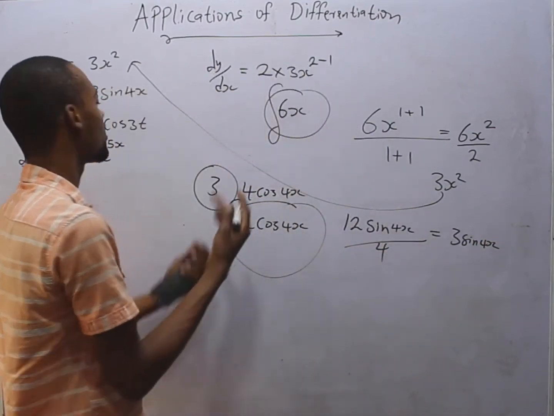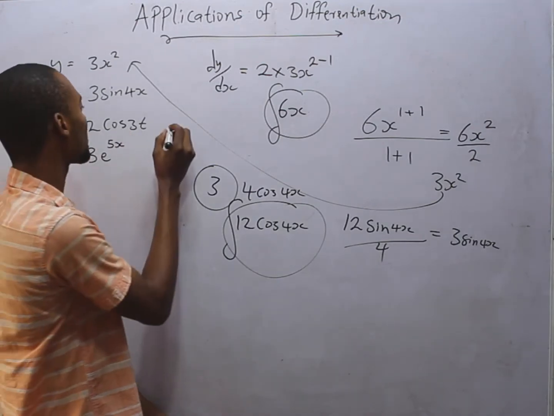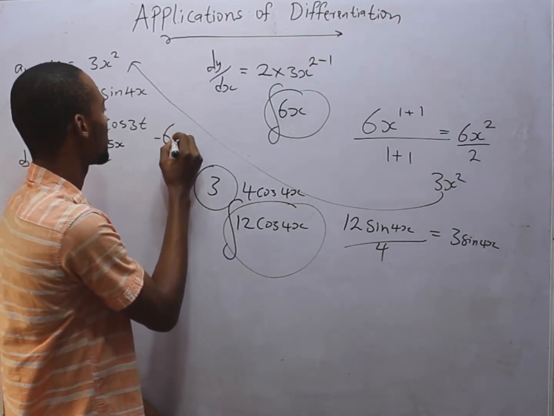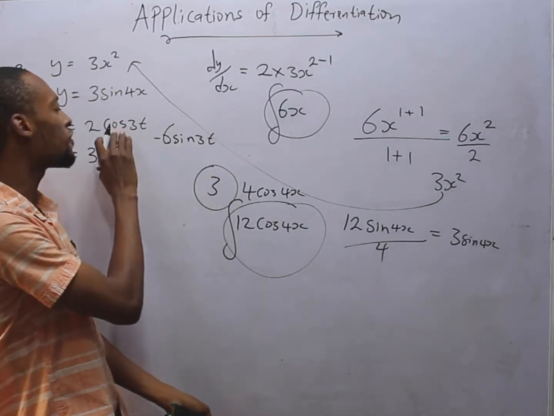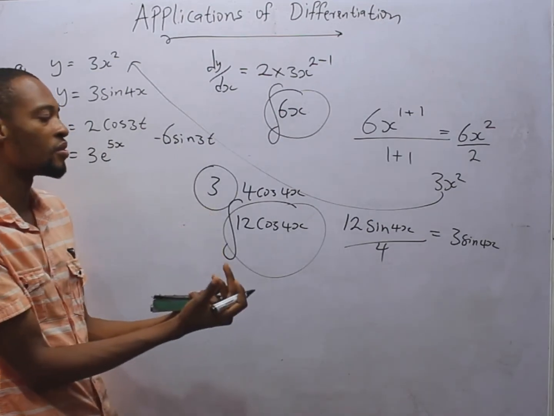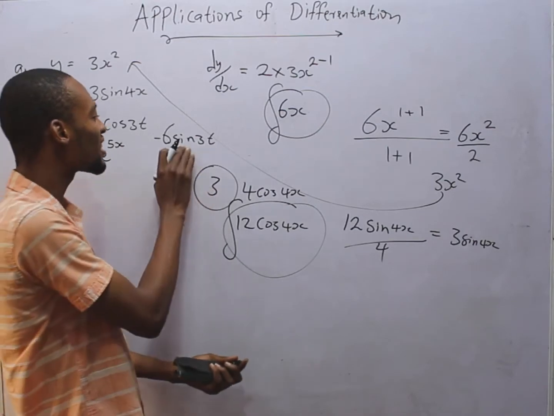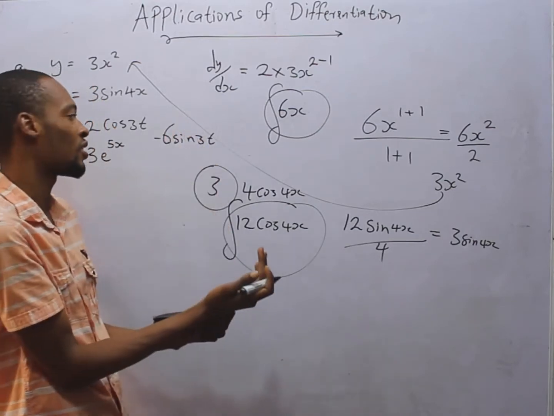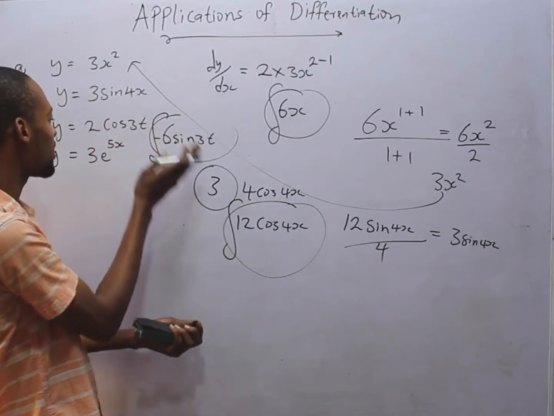Integrating this. Similarly, when you differentiate 2 cos 3t, you get minus 6 sine 3t. Why? When you differentiate cos, you get minus sine. How about integration? When you integrate cos, you get sine. When you integrate sine, you get minus cos. So integrating this, you simply get 2 cos 3t.